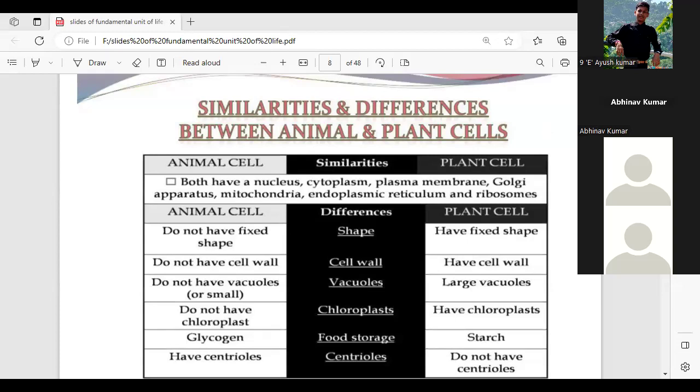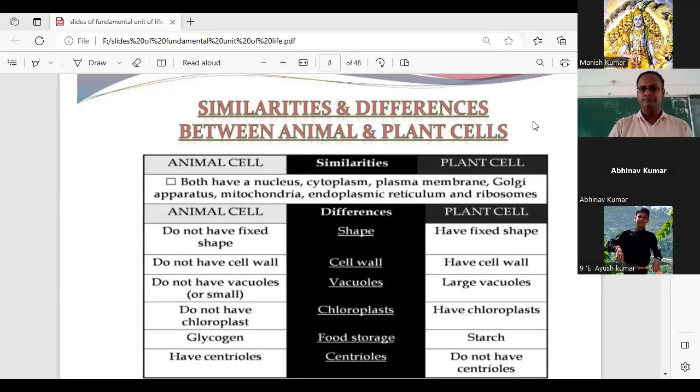Next, Abhinav. Abhinav, unmute yourself. I would like all the students to interact. Abhinav, continue with the differences. Plant cell have very large vacuoles and animal cell generally do not have vacuoles, or they are present in very small size. Very small. Okay, very good.